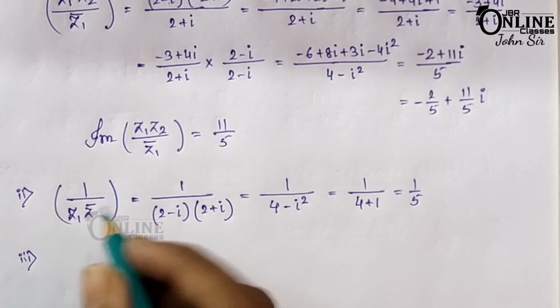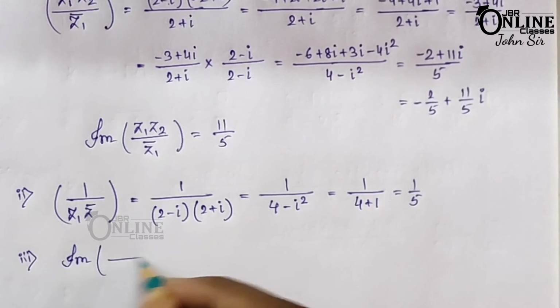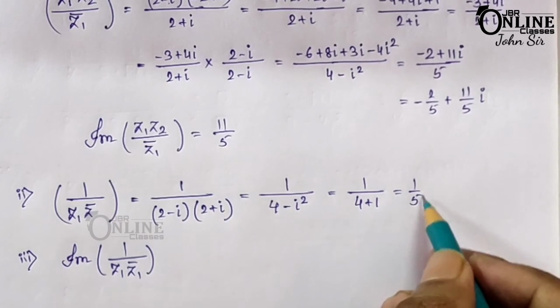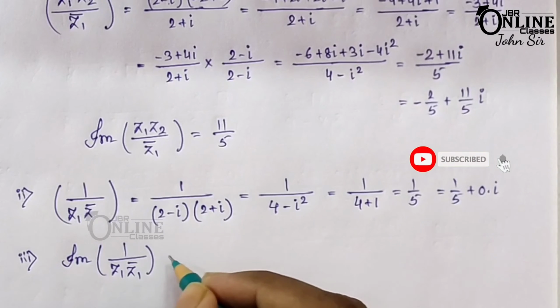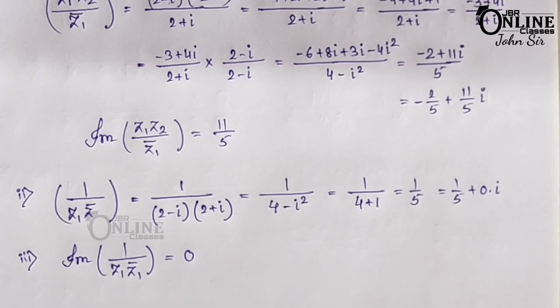Now the third one, you have to also find out the imaginary part. The imaginary part of 1 by z1 bar. As this one equals 1 by 5, if you write it in this way, the imaginary part will be 0. So 0 is your answer.